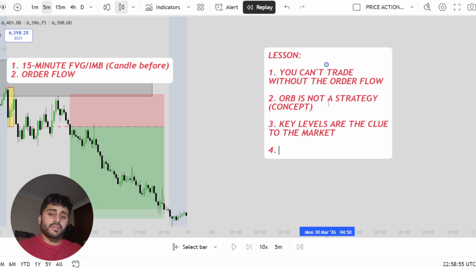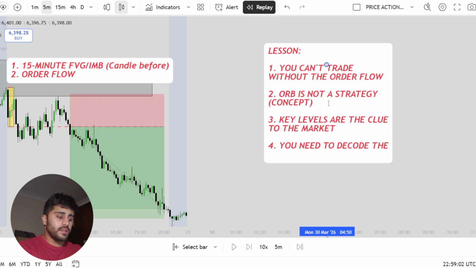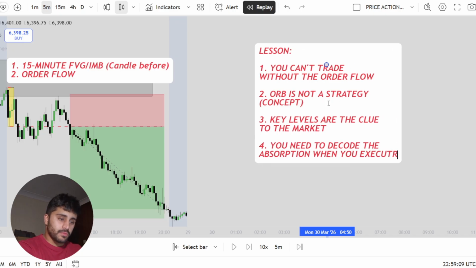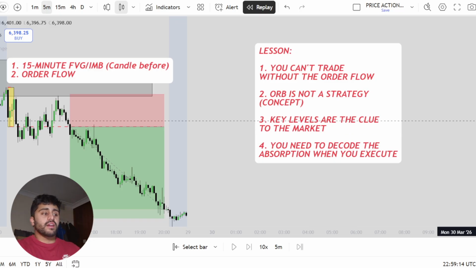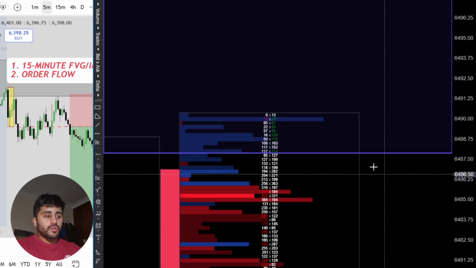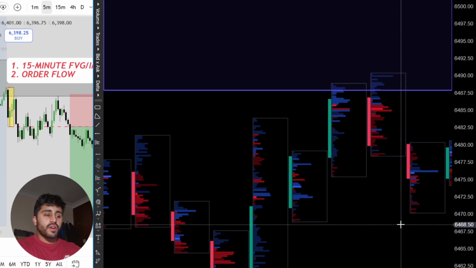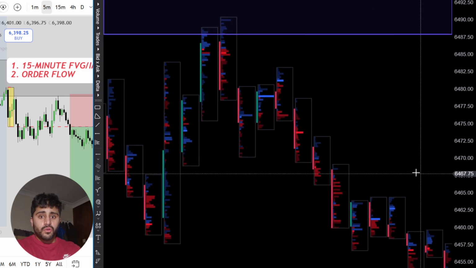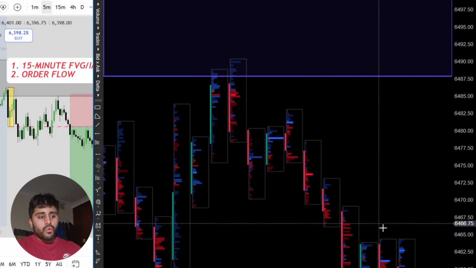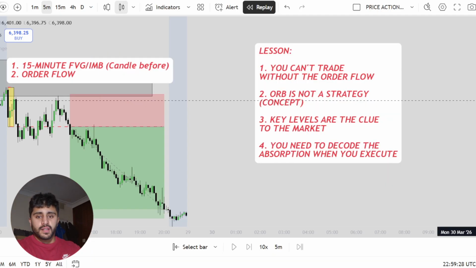And the fourth thing to understand is that you need to decode the absorption when you execute. So kind of like number one, but when it comes to execution, you have to have the order flow. So you need to understand what's going on inside of these regions, right? You need to understand this. There's no way around it. Very important to understand that.